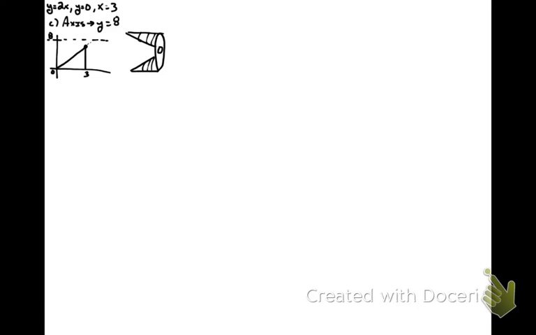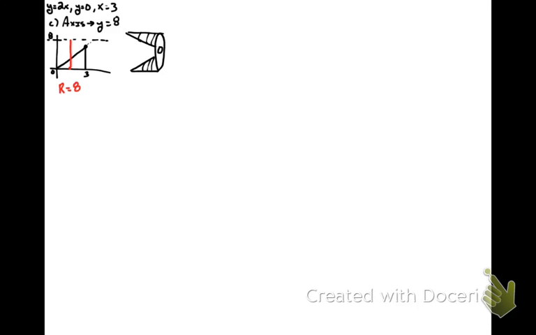Now, let's identify what big R and little r are first. So big R I'll do in red. Big R is from the outside of my object to my axis of rotation. So big R in this case must be 8.